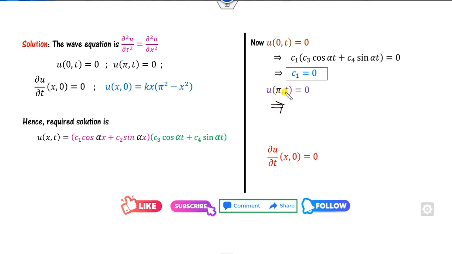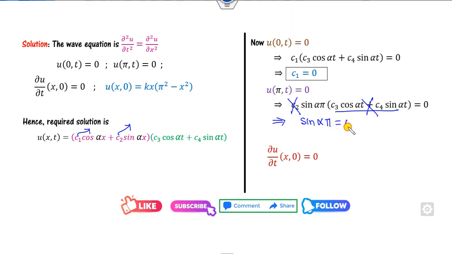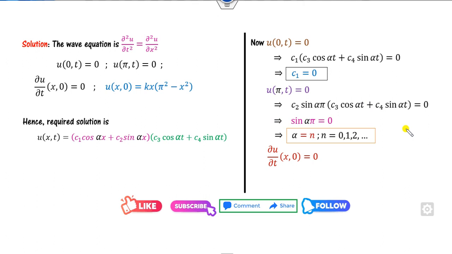u of π comma t. So C1 is 0. I can substitute this value and you will get this expression. This number can never be 0. C2 can never be 0 again, because if C2 is 0, C1 is already 0, so the whole quantity will be 0. That implies sin alpha π will be 0. So that implies alpha π will be n π. Hence alpha is n, where n starts from 0, 1, 2, and so on.